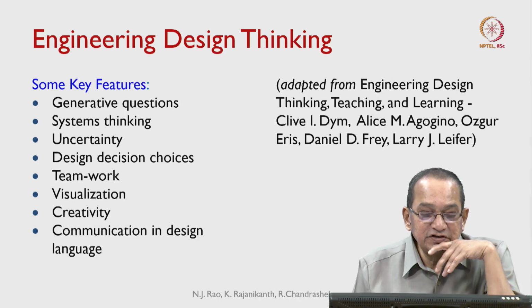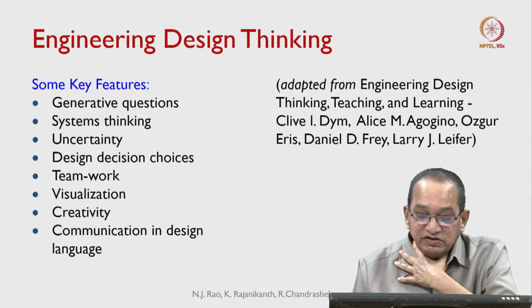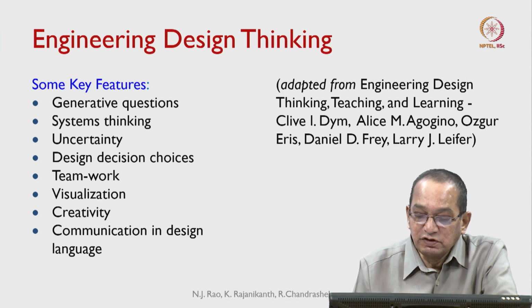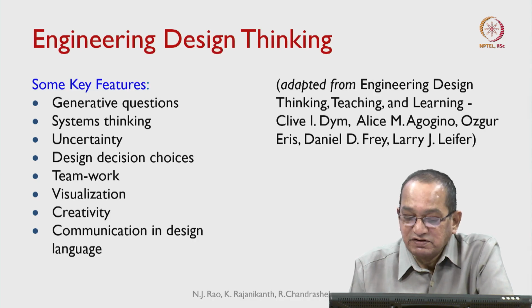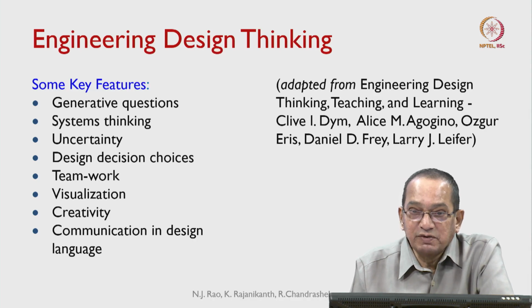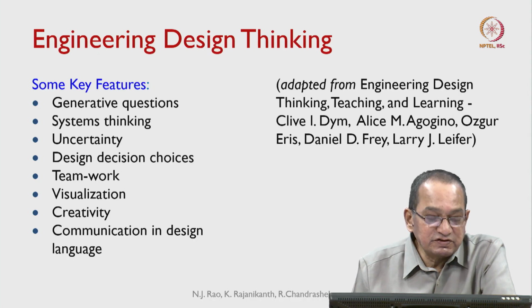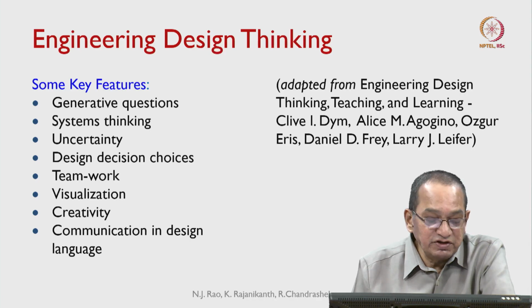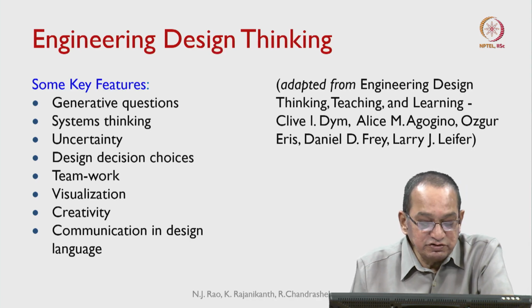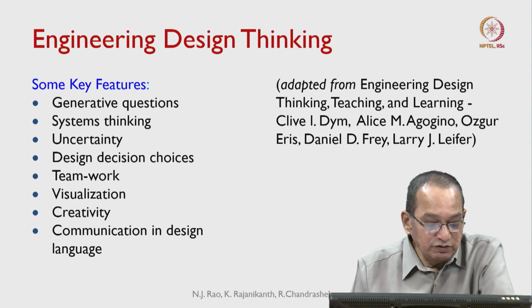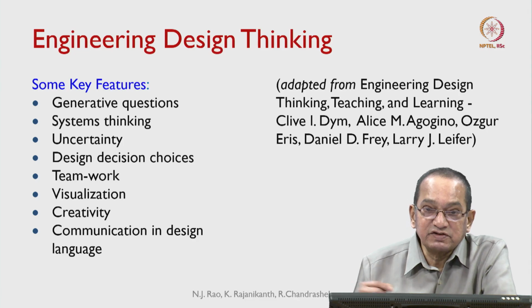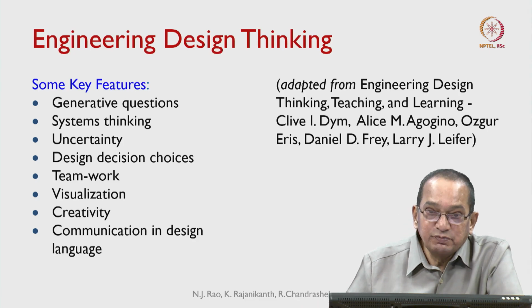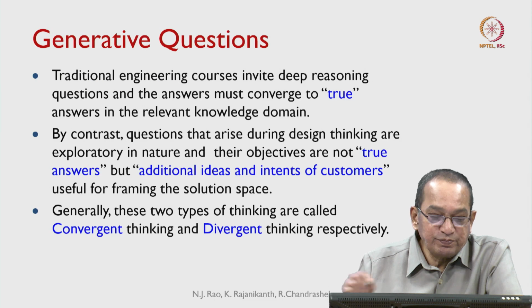So, what are the key features of engineering design thinking? These are some of the key features. There are many more. We will discuss a couple more as we move along. This is adapted from Engineering Design Thinking, Teaching and Learning by Dym et al. Some of these key features are generative questions, systems thinking, uncertainty, design decision choices, teamwork, visualization, creativity, and communication in design languages. We will discuss all these features in brief, of course, in the coming slides.